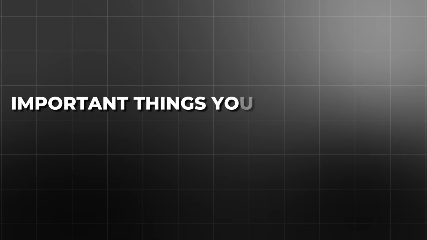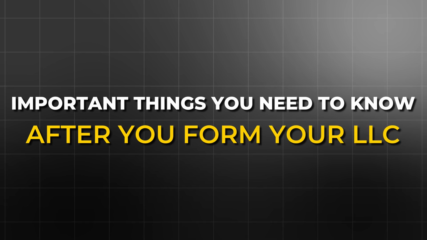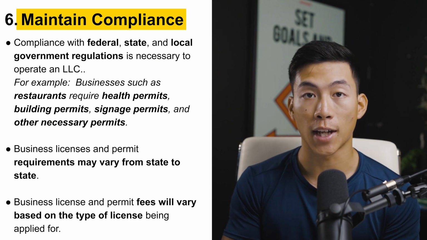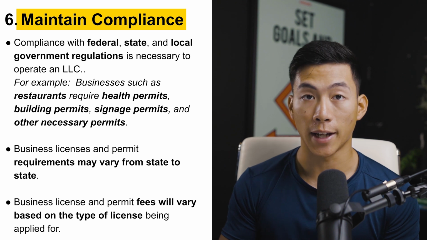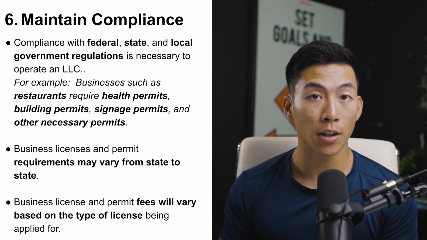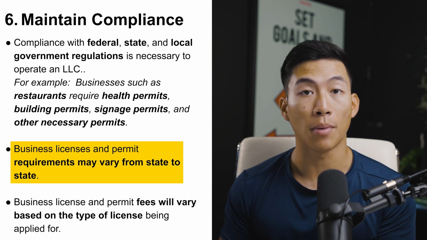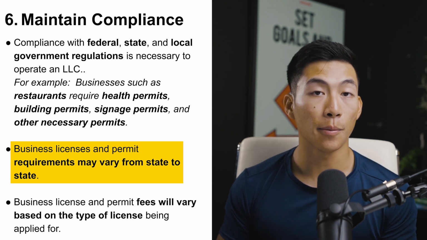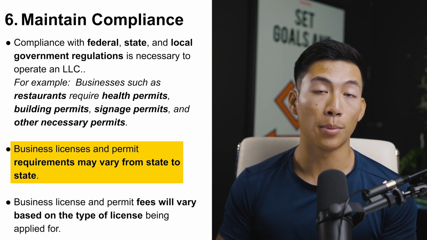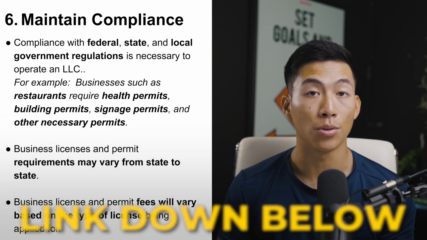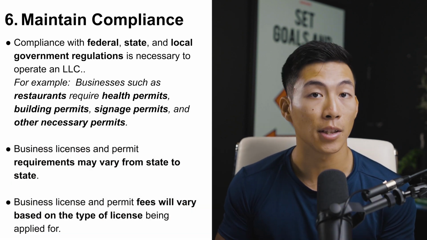Okay, so now let's talk about some of the other things that you need to know after you form your LLC. So step number 6 is maintaining compliance with the state of Kansas so that your LLC is in good standing. We're not going to go over it too much in this video, but you're going to want to look into specific business licenses and permits that you might need to get for your business. It's going to depend on where you are in the state as well as what your business does in general. We'll leave a link down below to where you can actually use Tailor Brands to look up your business licenses and permits if you want.